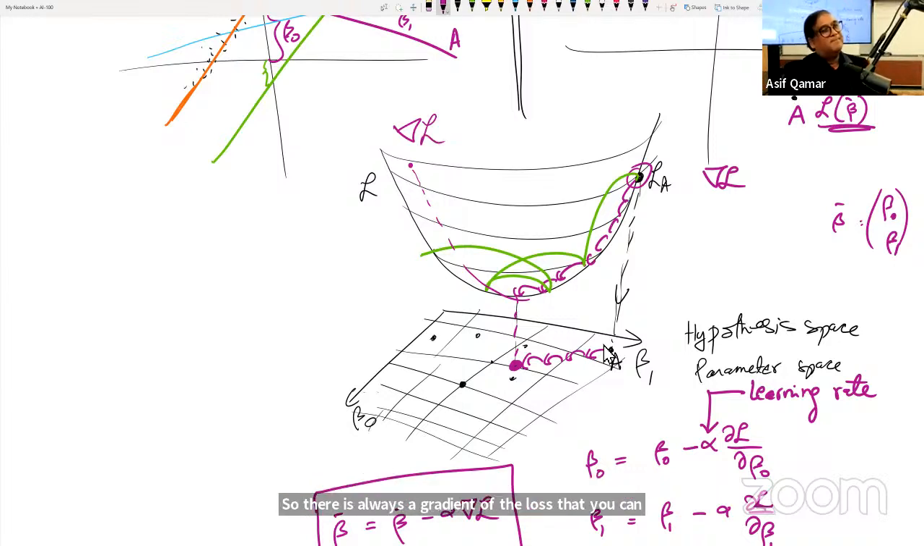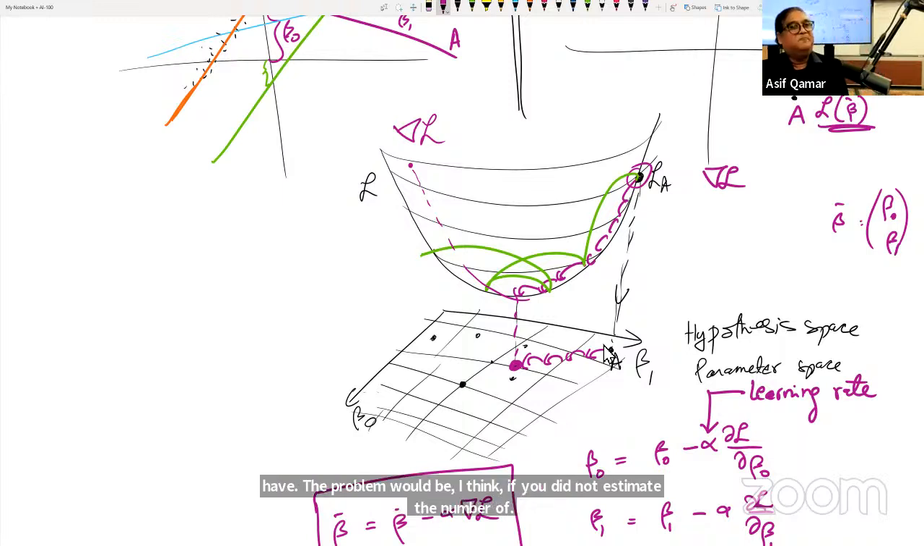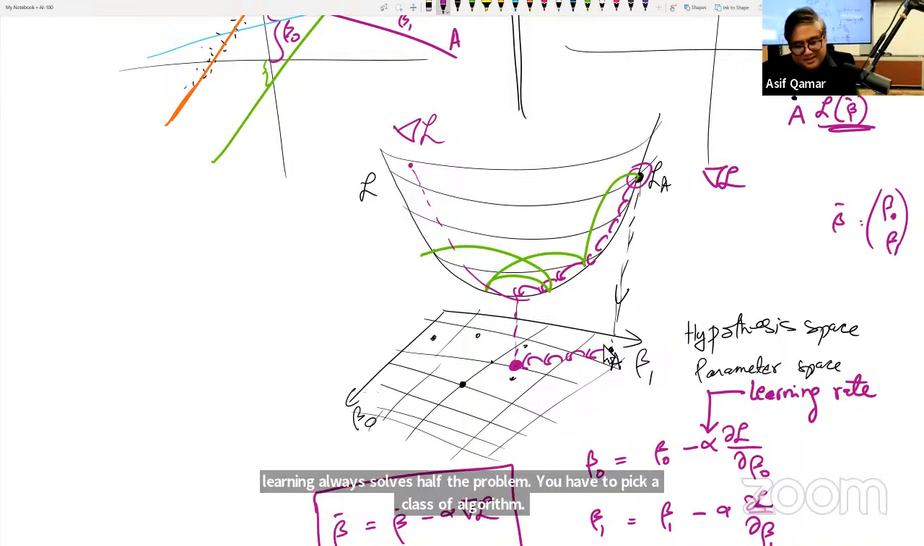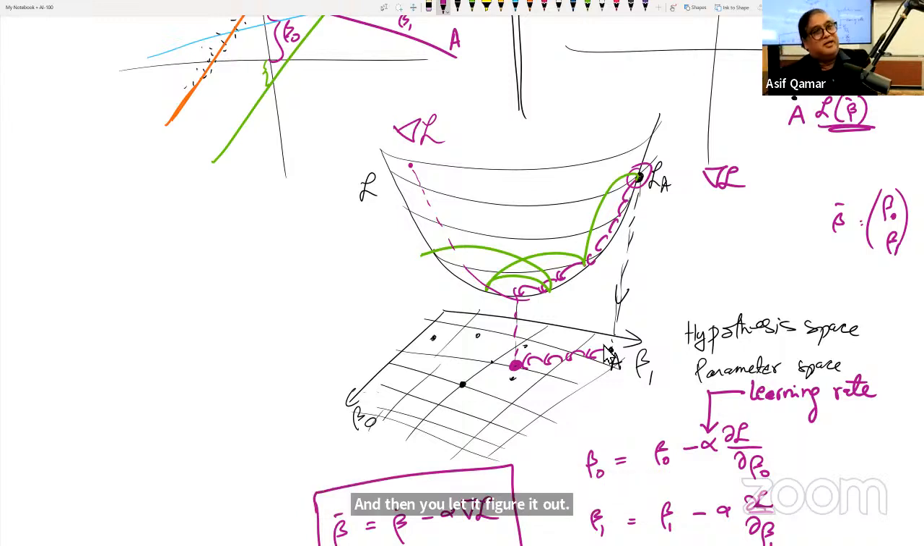The problem would be, I think, if you did not estimate the number of betas correctly, the polynomial. Oh, that's right. And that brings you to the whole point that machine learning always solves half the problem, never the whole problem. You have to pick a class of algorithm and then you let it figure it out. So I gave you a very simple thing called linear regression, where the loss function had a global minimum, it was parabolic. That was just training wheels.